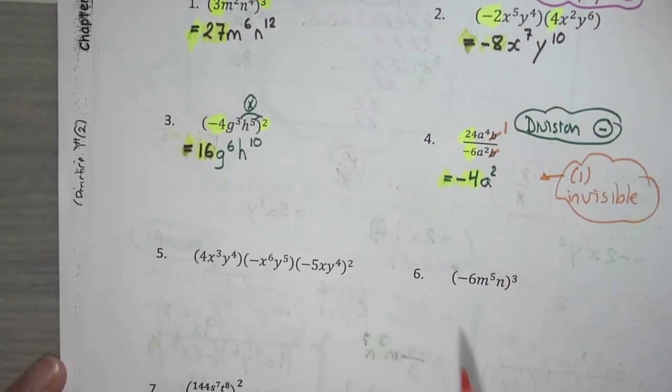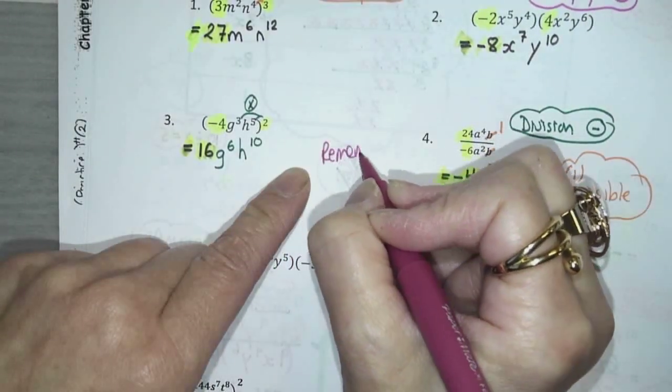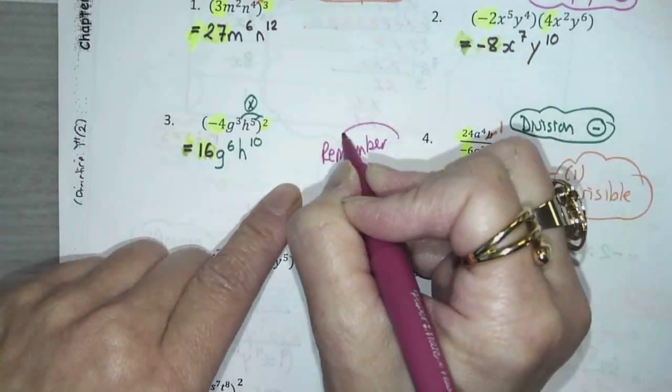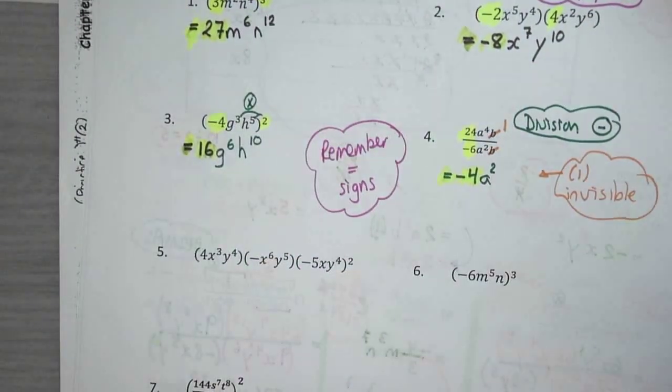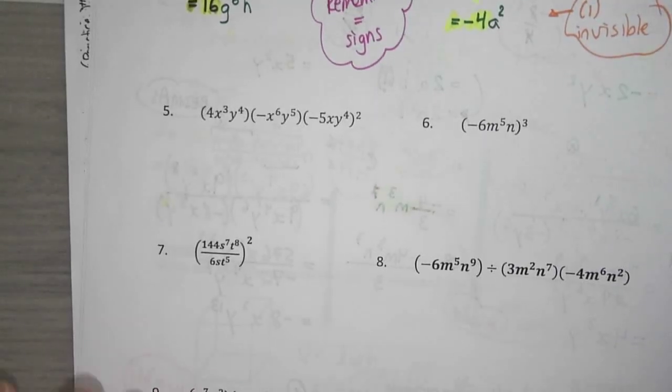So equals, make sure you remember equal signs. Okay, and that's part of your communication. All right, so here, next one, let's look at this. So this one's a combination.